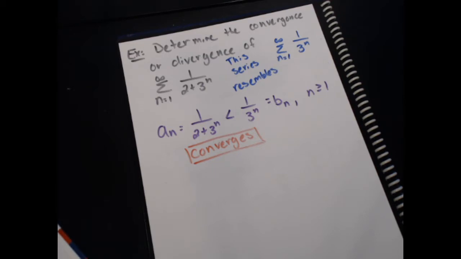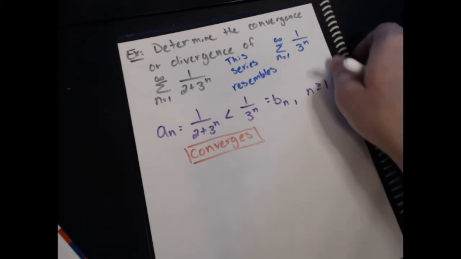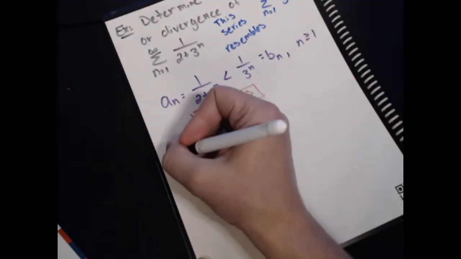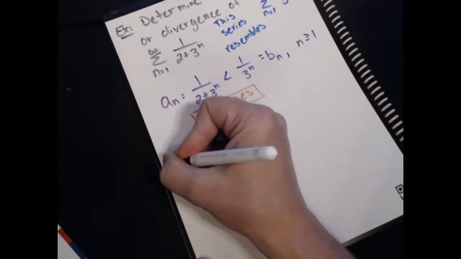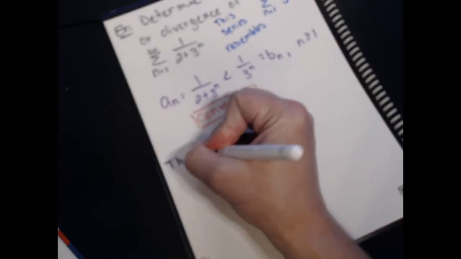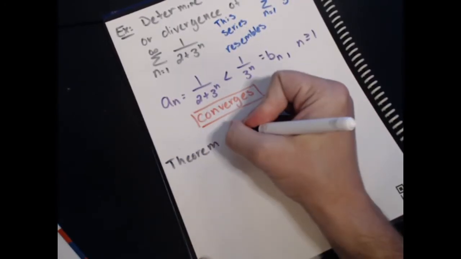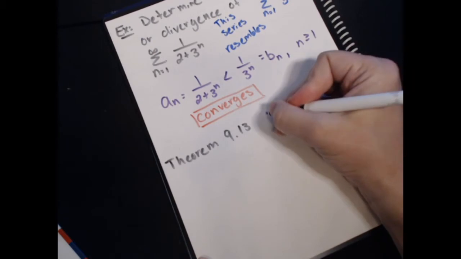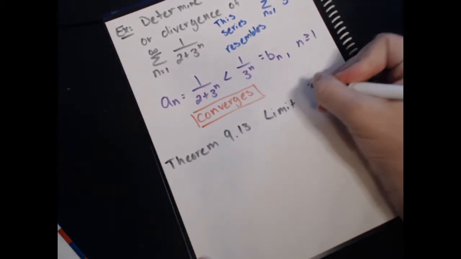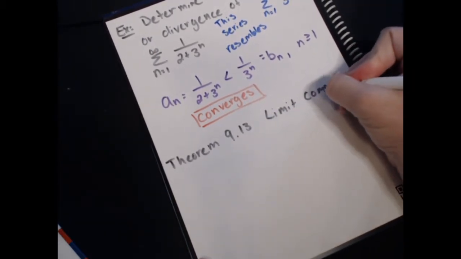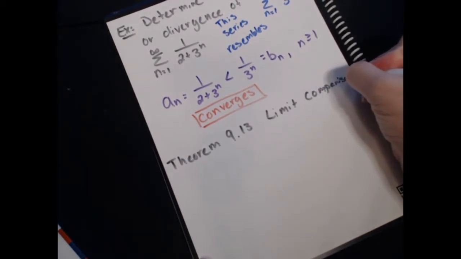Okay. So let me talk about the limit comparison test as well. So then you have Theorem 9.13, and this is the limit comparison test.